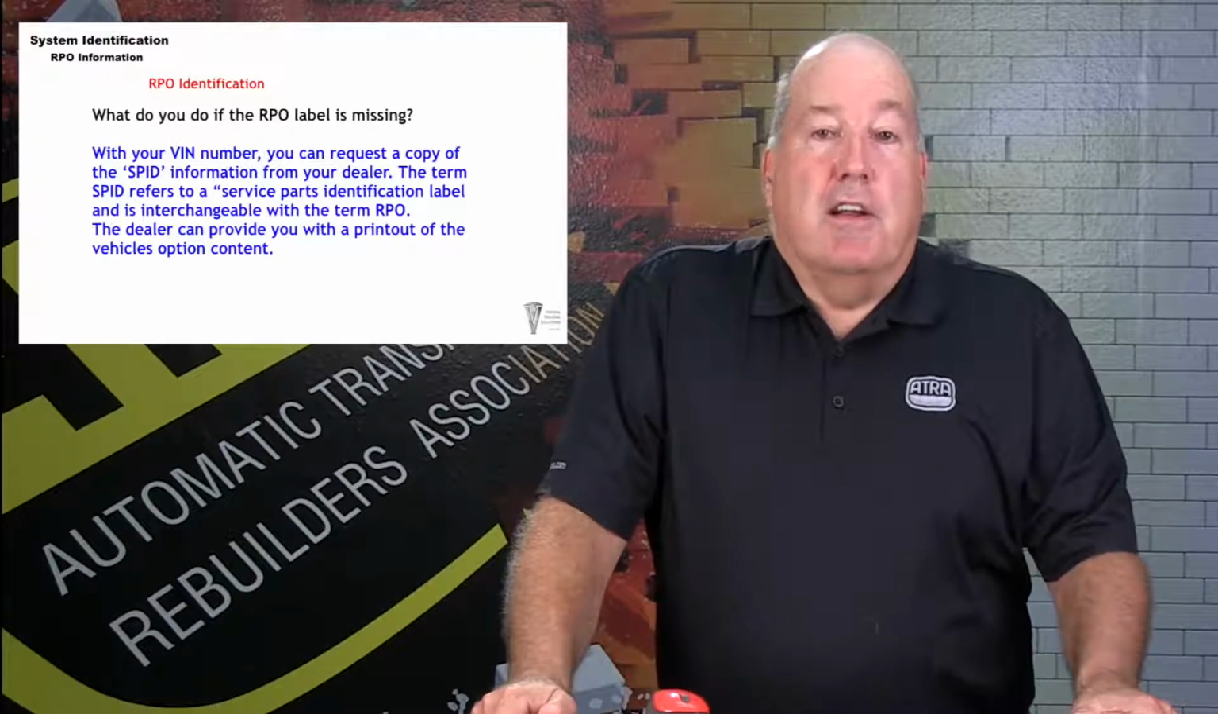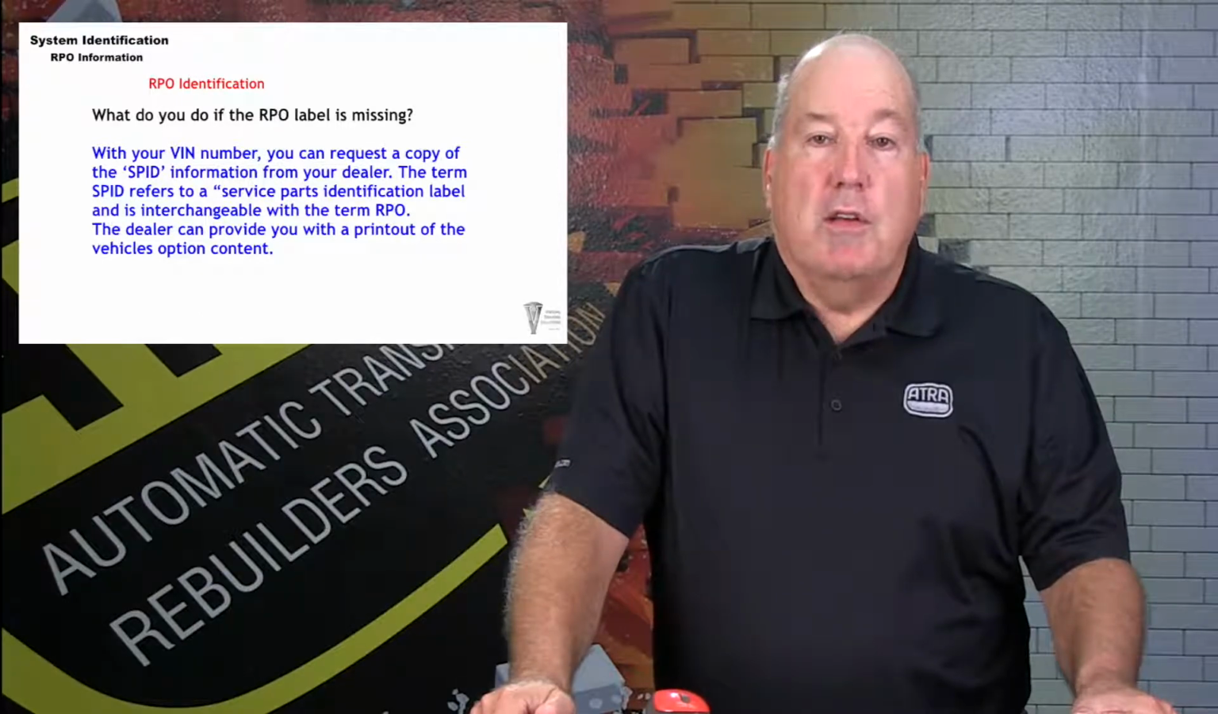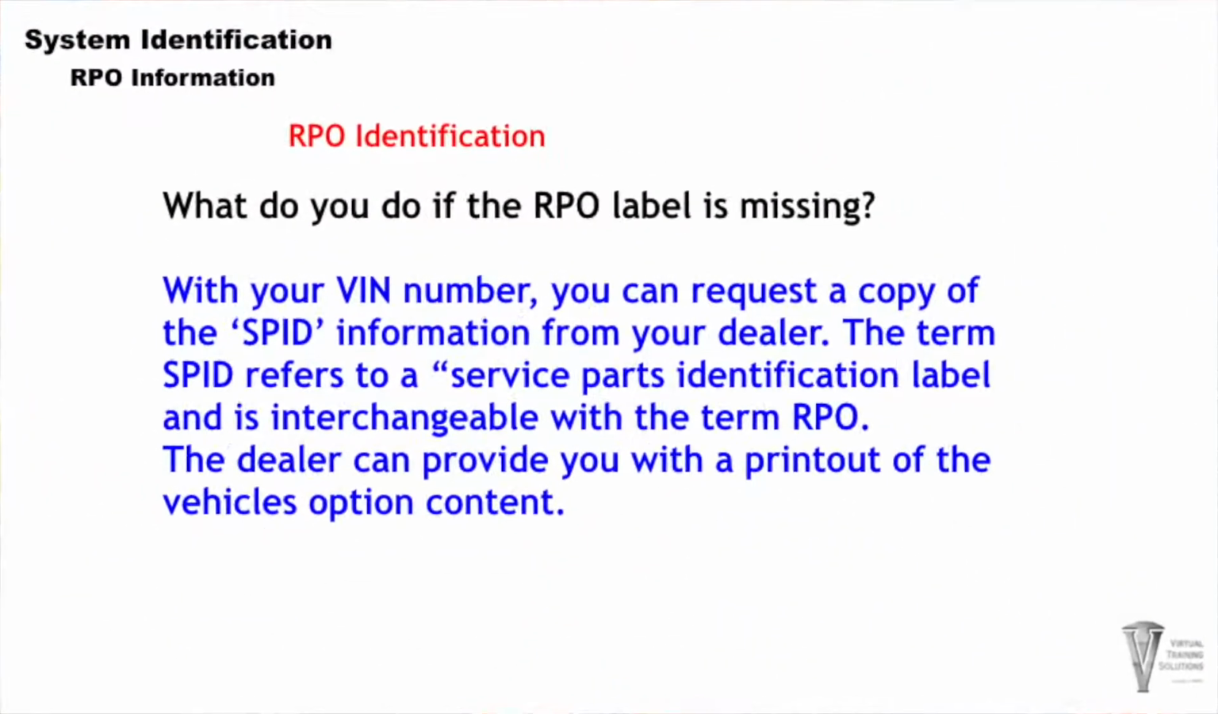What do you do if that sticker is not there? Well, that question always comes up. What you can do is go to your dealer, give them your VIN code, and request a copy of the SPID information. They can then give you a printout, which is basically the same information you get from the RPO label.